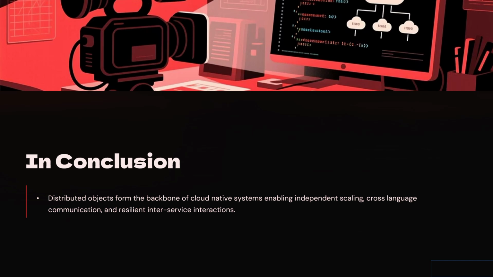And for the conclusion, distributed objects form the backbone of cloud-native systems, enabling independent scaling, cross-language communication, and resilient inter-service interaction.